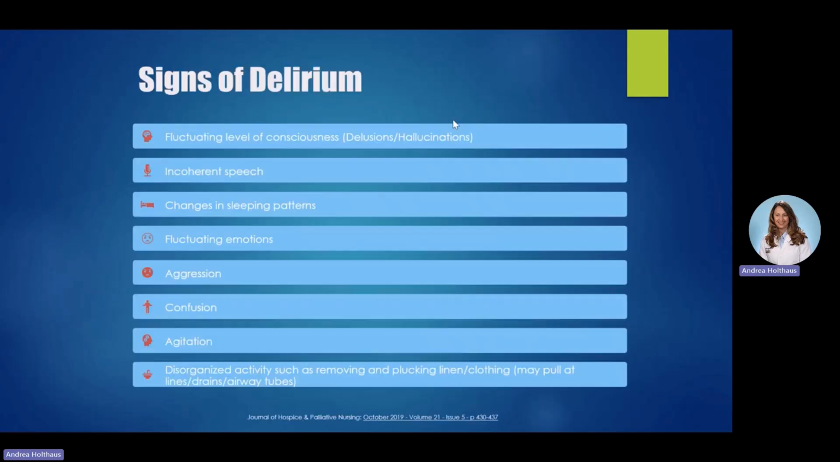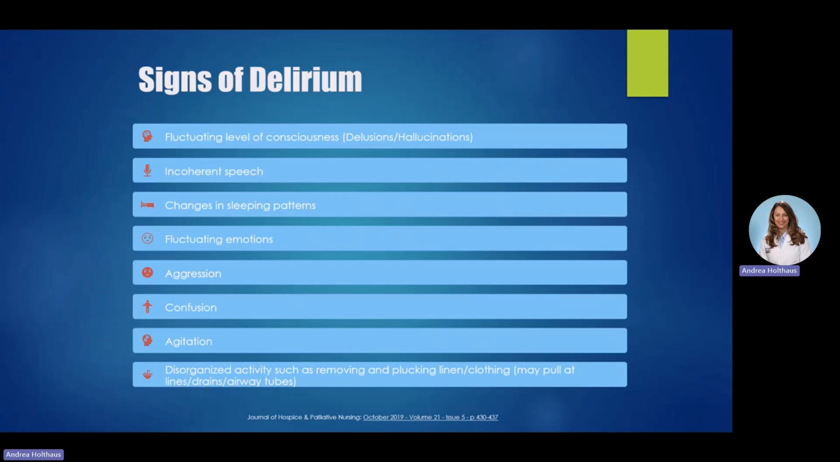Delirium is an acute change in mentation with a fluctuating level of consciousness. Patients may have a change in their sleeping patterns where they're awake during the night and sleeping during the day. They may have incoherent speech or delusions, hallucinations.